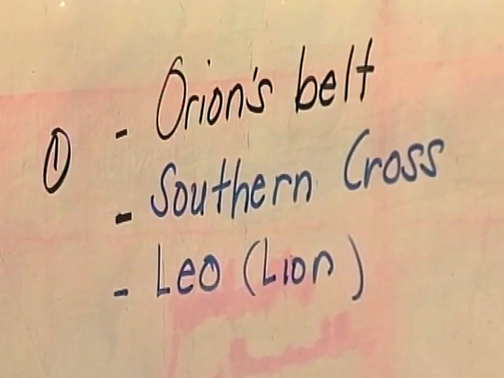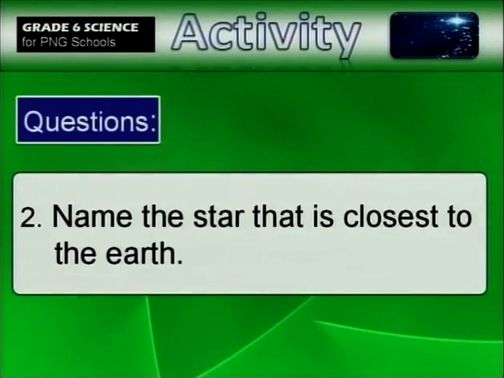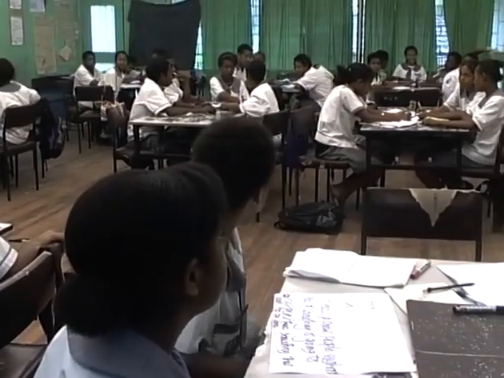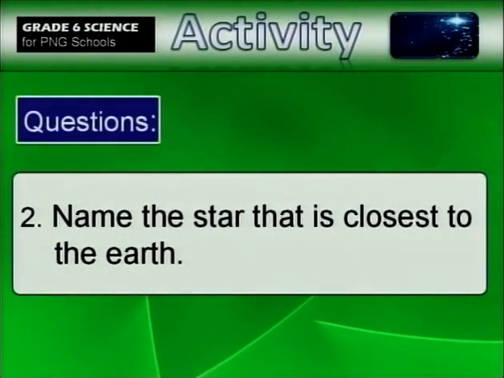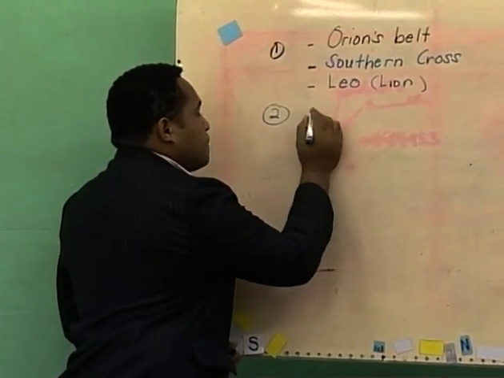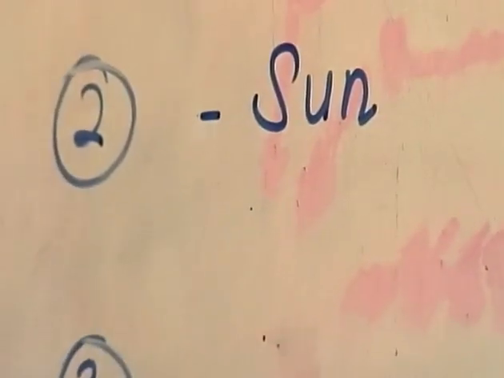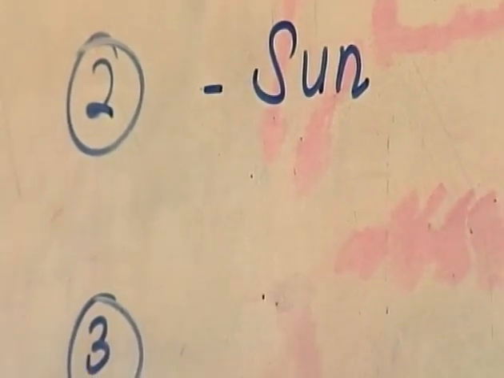Okay, let's move on to question number 2. Later in the lesson, we will find out. Question number 2, name the star that is closest to the Earth. Milika, thank you. Sun, very good. Okay, Sun is the closest star to the Earth. Okay, very good.